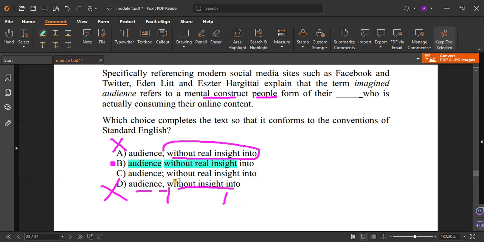So from this word to the end, is this part a sentence or a fragment? Number one, delete the phrases, delete the clauses, delete the non-essential information. After deleting all of this, check what is left. Now let's delete. Who is closed? So who is actually consuming their online content? Clause, I delete. And here, phrase, I delete. So what is left? Nothing. Nothing means not a sentence because there is nothing.